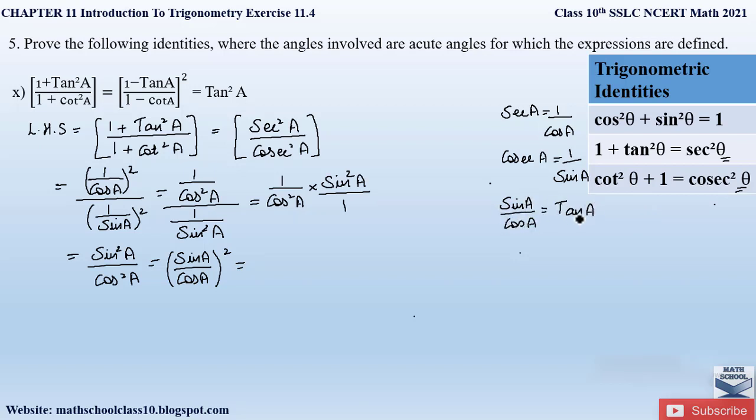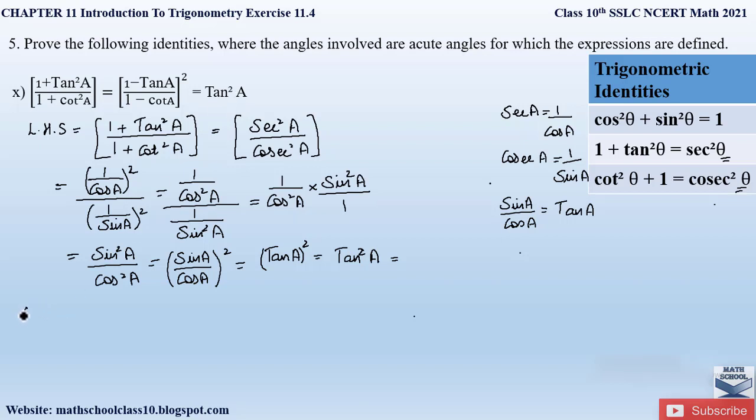So we are going to substitute this identity. Tan A the whole square is nothing but tan square A, right? So this is the left hand side, and here we obtain the value tan square A, which is the right hand side. Now similarly let us prove that 1 minus tan A by 1 minus cot A the whole square is also equal to tan square A.